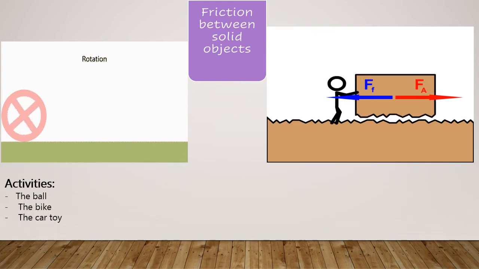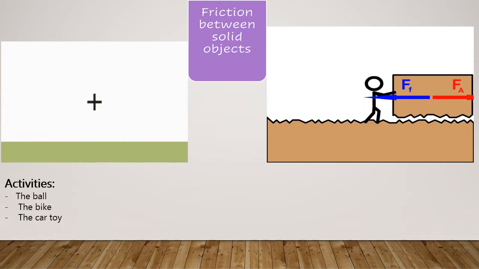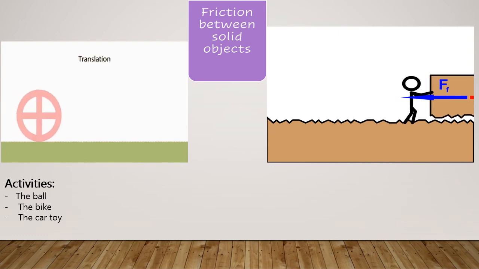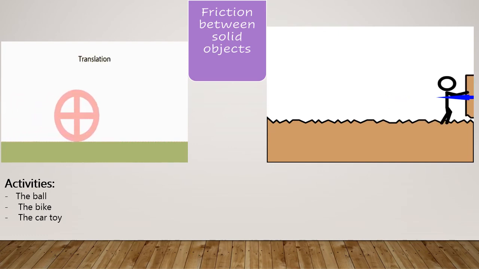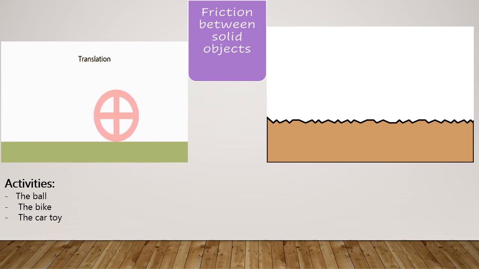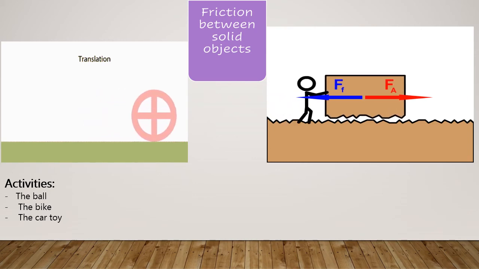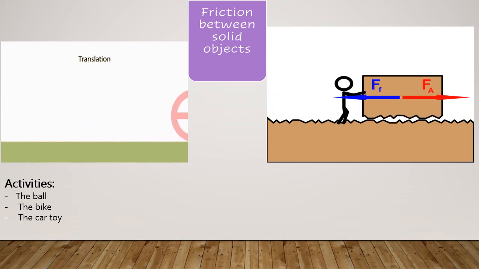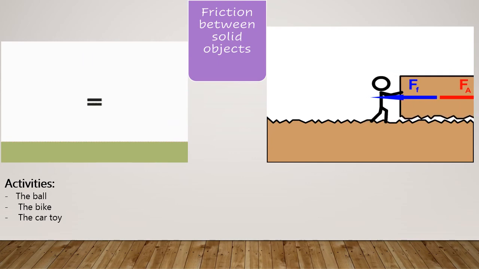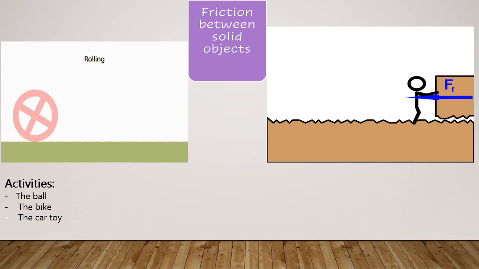Also, there are many activities we can do. For example, I can roll a ball along the floor. If you ride a bike, you will also observe there is friction between the tire of the bike and the floor or the road.